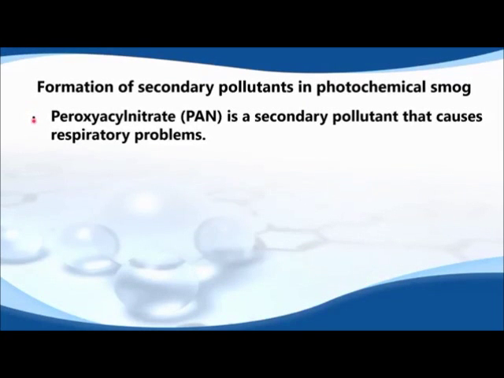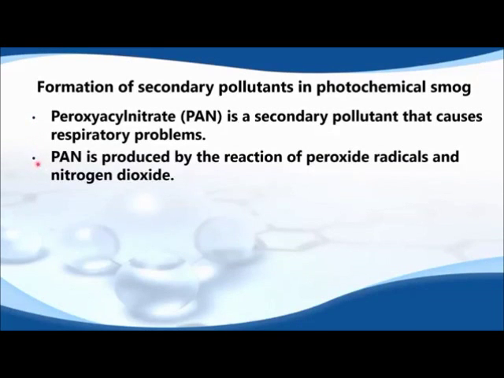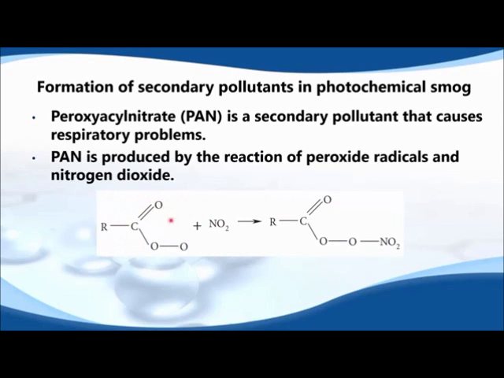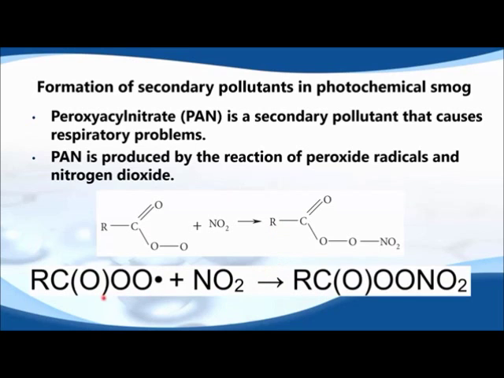Peroxyacyl nitrate, or PAN, is a secondary pollutant that causes respiratory problems. PAN is produced by the reaction of peroxide radicals and nitrogen dioxide. So here we have a peroxide radical and nitrogen dioxide reacting to form PAN. And here's the equation. This is our peroxide radical. Here we have NO2, nitrogen dioxide, and this is the formula for PAN.